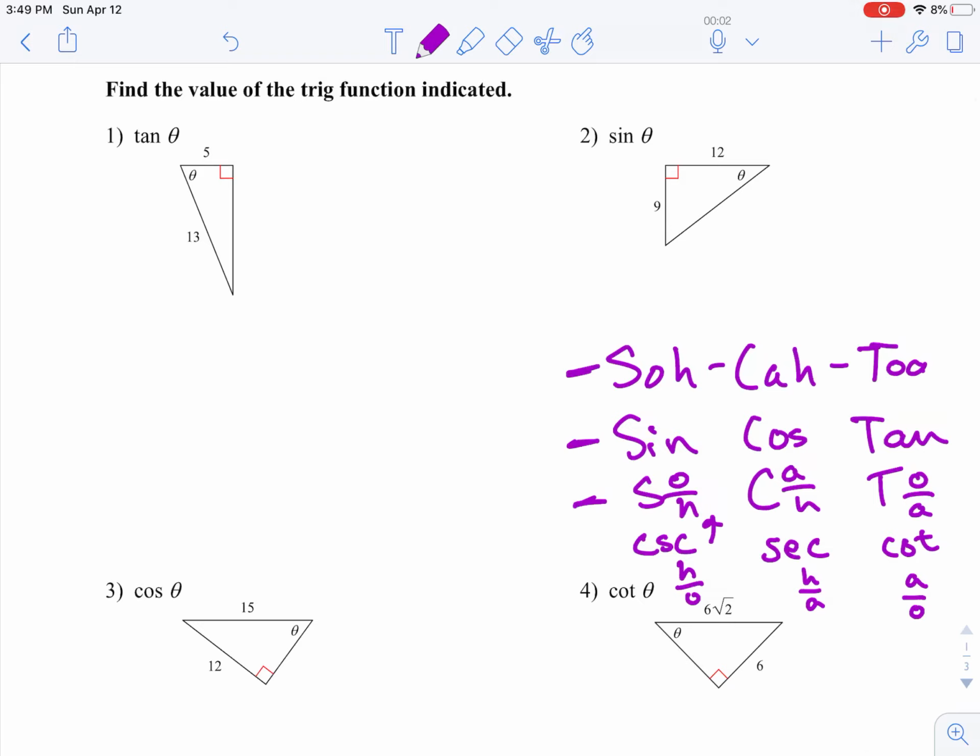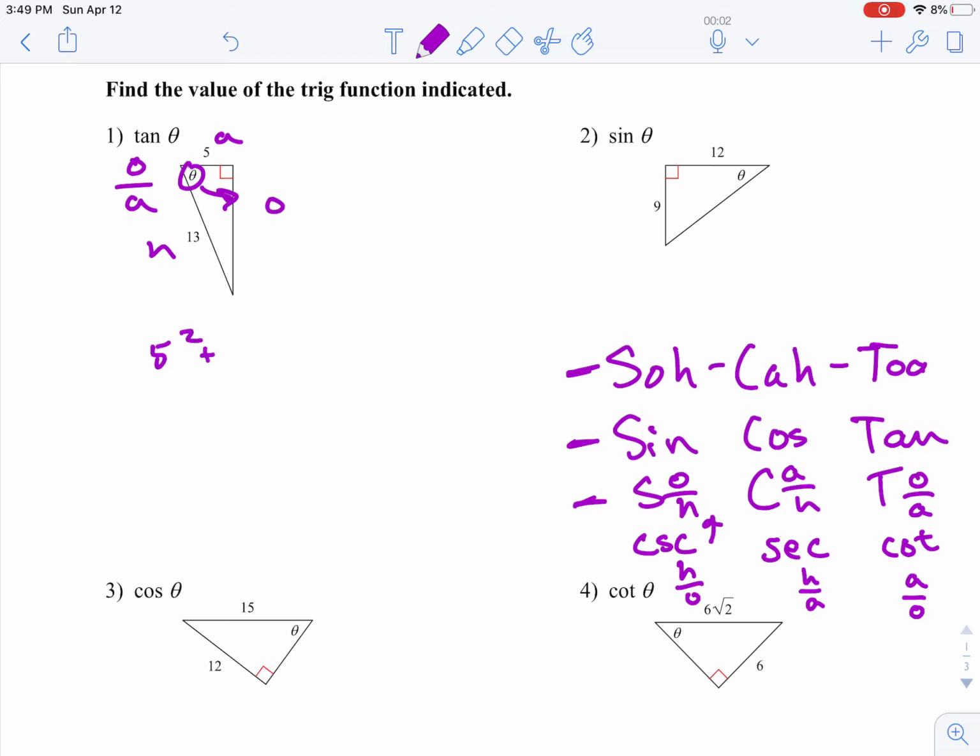All right, so it says name the trig value. I'm just going to use fractions. Tangent is opposite over adjacent. So from this theta, this is opposite and this is adjacent. That's hypotenuse. We don't know opposite, so we have to do the Pythagorean theorem.